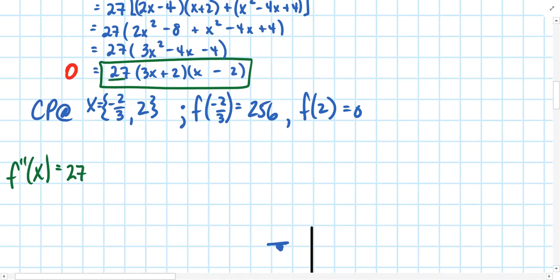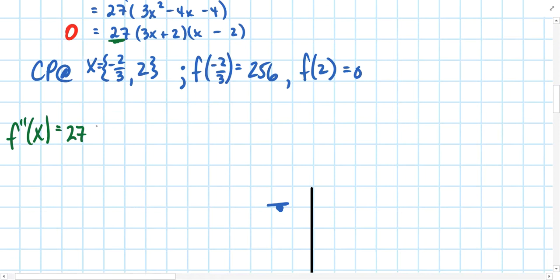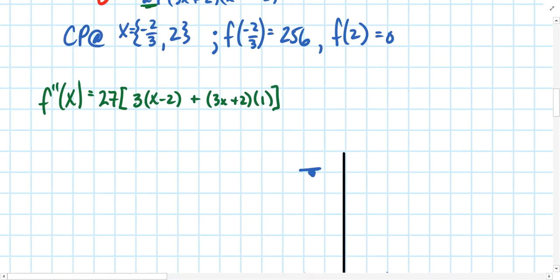So here again we've got a coefficient 27 that I'm just going to push out to the front, and now for the derivative I need the derivative of the first function times the second, so that would be 3 times x minus 2 plus the first function 3x plus 2 times the derivative of the second, which is 1. Now that executes our product rule, and from here we can simplify. We've got 27 times 3x minus 6 plus 3x plus 2.